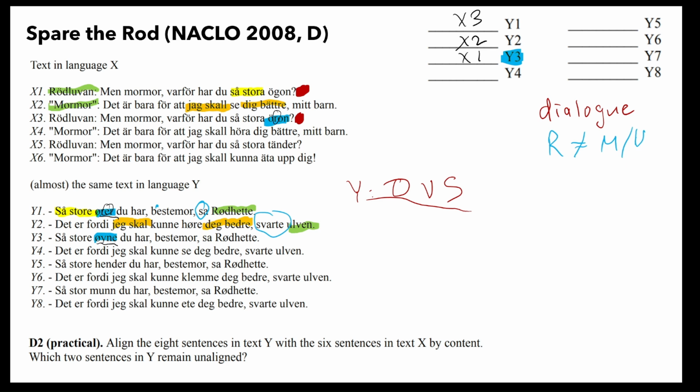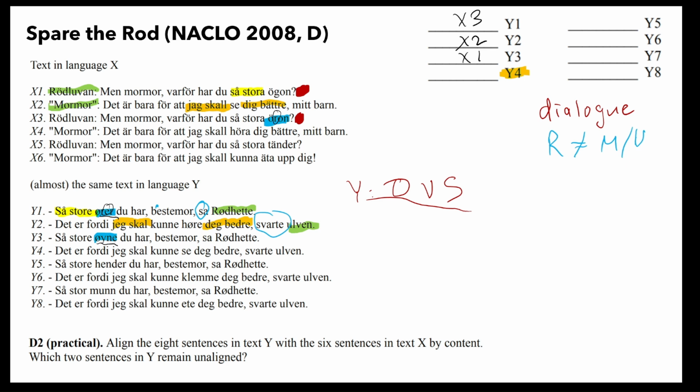Next sentence is Y4. We're gonna go back to orange for this one, just to differentiate. So Y4. Let's start with X4. More. Det bara for att jag ska ora dig bättre, mitt barn. Right? Det för dig jag ska kunna se dig bättre, svarte oven. Right?